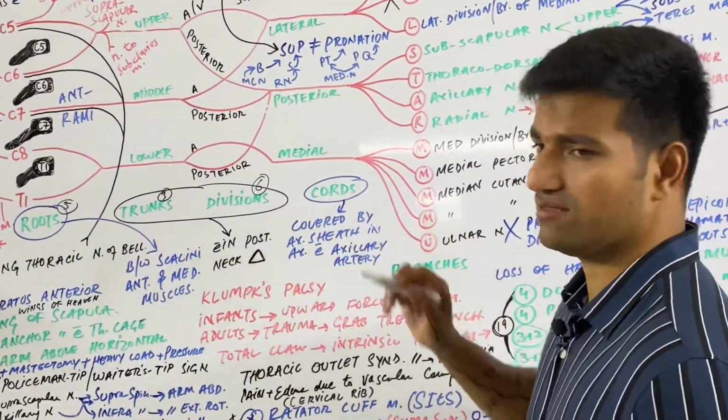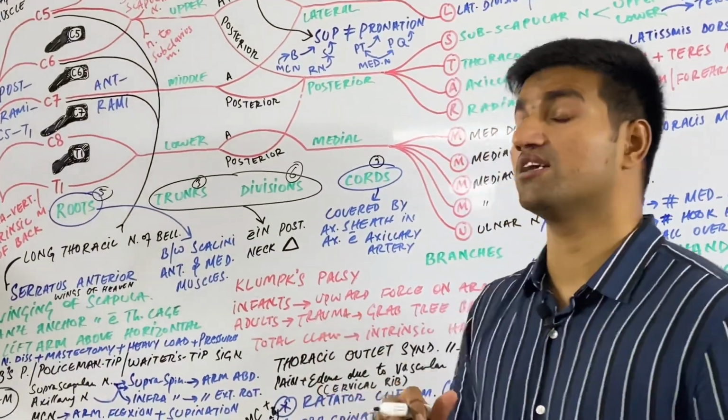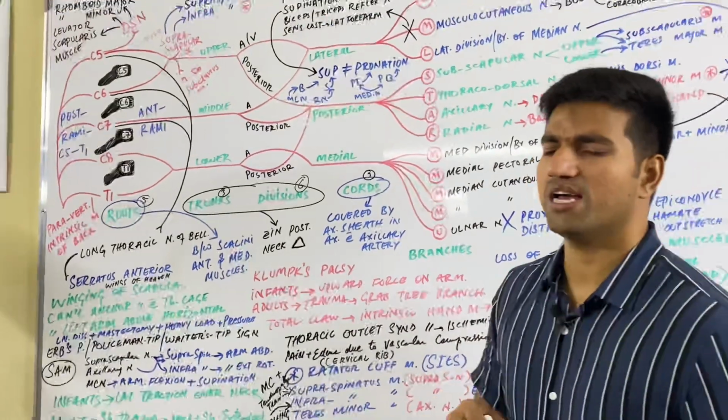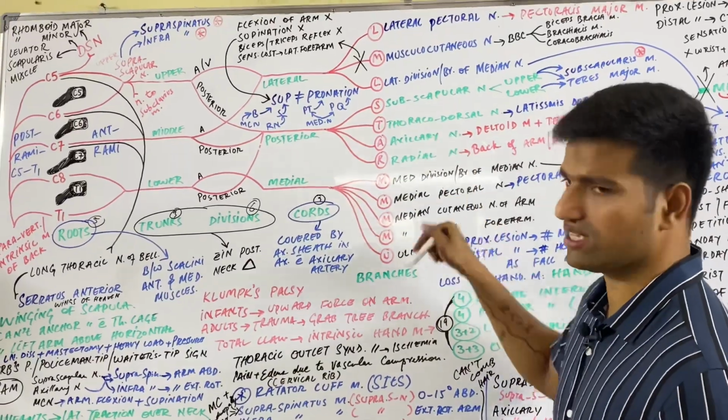Then we have cords. We have three cords: lateral cord, posterior cord, and medial cord. And why they are named lateral, medial, or posterior, we will discuss. Then we have branches, you can see over here.